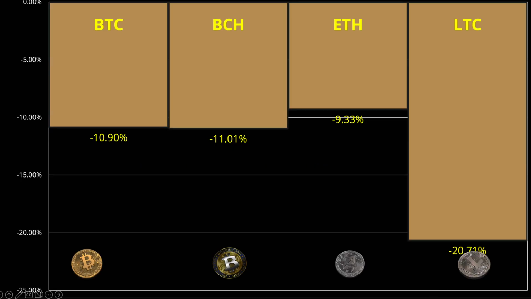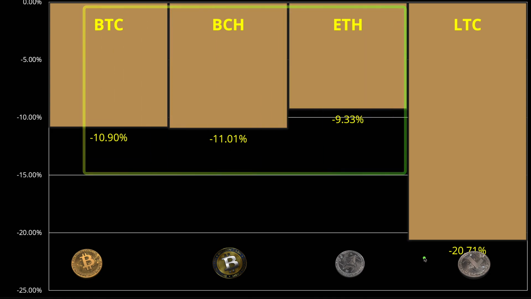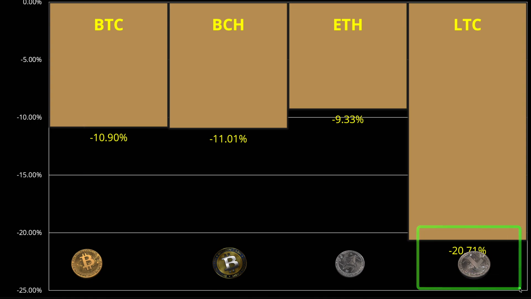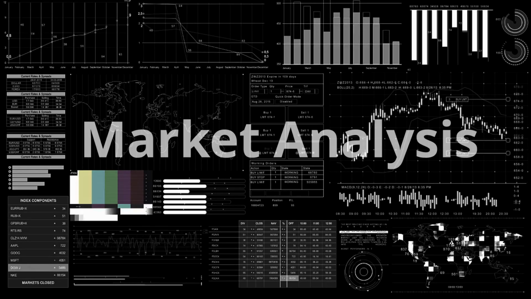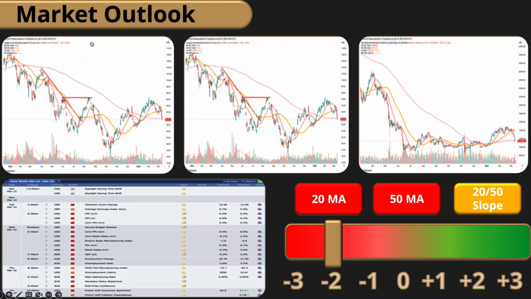Now, looking at the crypto markets, look at those percentage changes. Bitcoin, Bitcoin Cash, and Ether are all around the 10% range, and Litecoin just plummeted 20.71%. So really nowhere to paint a rosy picture. Everything was pretty bearish. Let's do a quick market analysis and talk about our upcoming week.